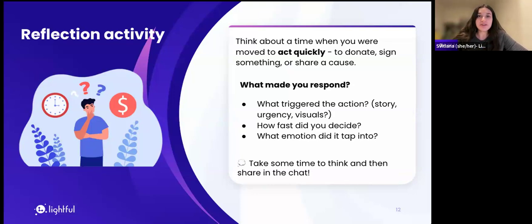We will give you 1 minute to think about that, and then we would invite you to share in the chat or unmute yourselves. We would be happy to hear from you afterwards.